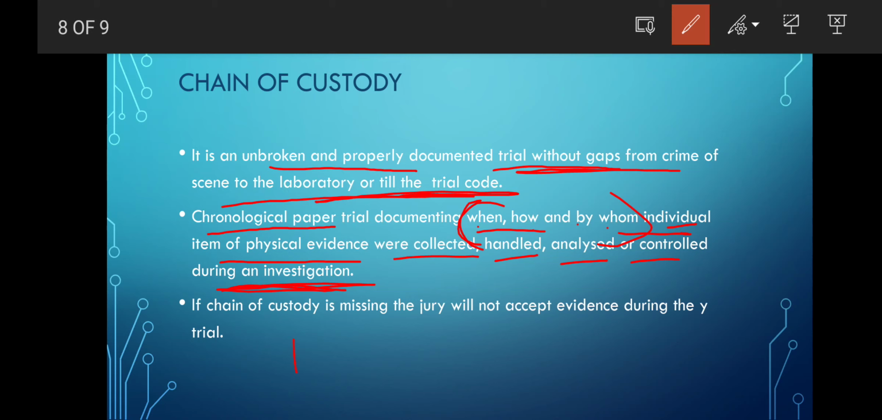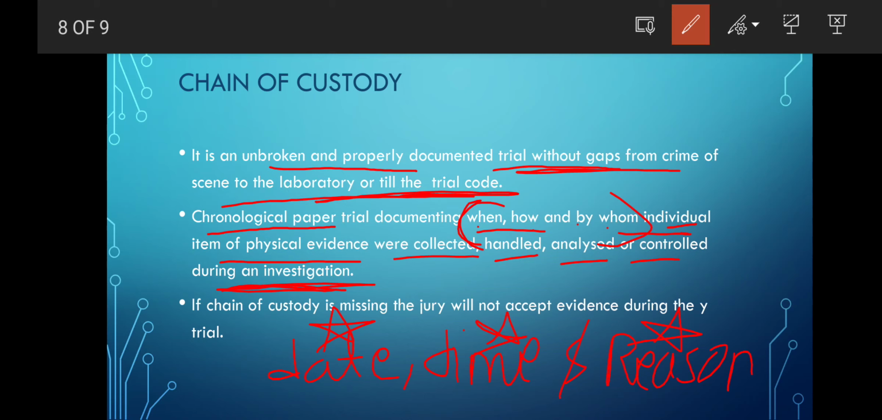So what should be there? Date, time, and reason. Okay, it should be mentioned. These are very important things over there. So the first person's detail is of the officer collecting the evidence. Every person who will be handling it after him, for whatever reason it is, like for transport or for analysis, should enter their details, and the date, time, and reason.